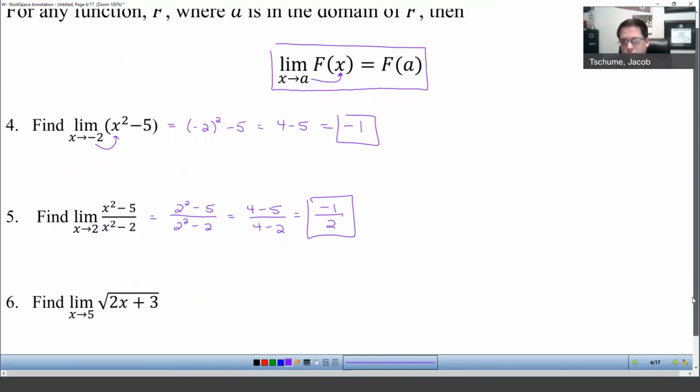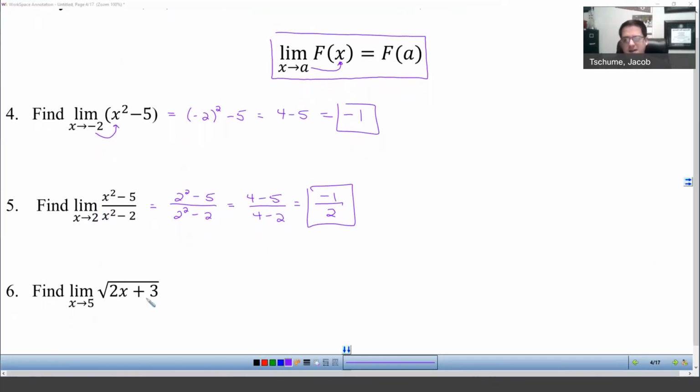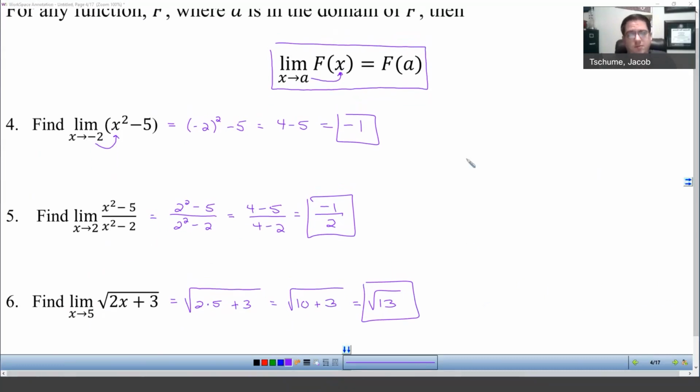For number 6, we'll see a few radicals today, not too many, but don't treat it any differently. Plug your 5 in. This would be the square root of 2 times 5 plus 3, which is the square root of 10 plus 3, which is the square root of 13. And that is the basic idea of algebraic limits. Now, it does get a little trickier here in just a minute, but for the most part, this will always be our first instinct. Can we just plug the numbers in to get an answer?